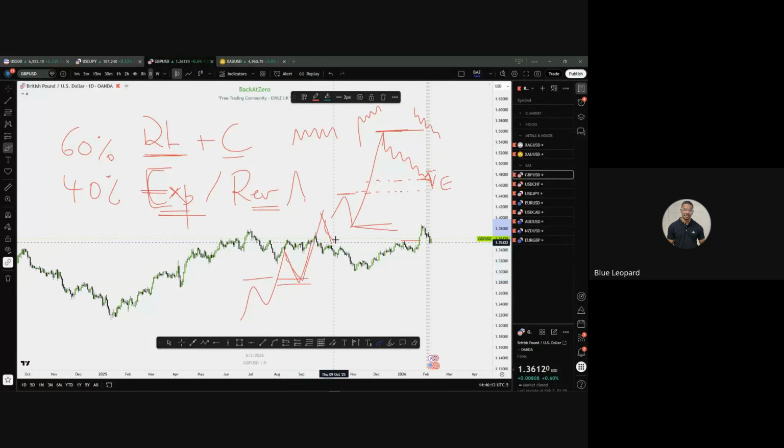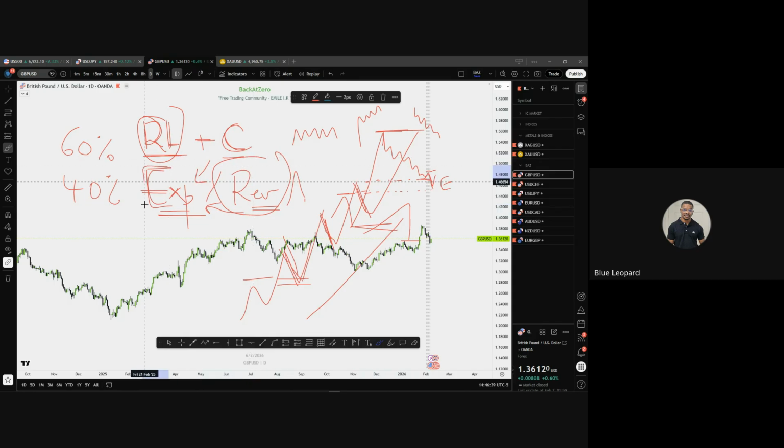Expansion, retracement, expansion, retracement, expansion. So the retracements are opposed to the main direction. The expansion will go in the direction of the trend, okay? So consolidation and retracement will always be followed by an expansion. But the reversal will only happen after an expansion. That's what you should expect.